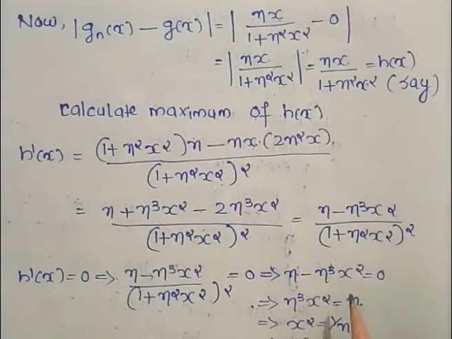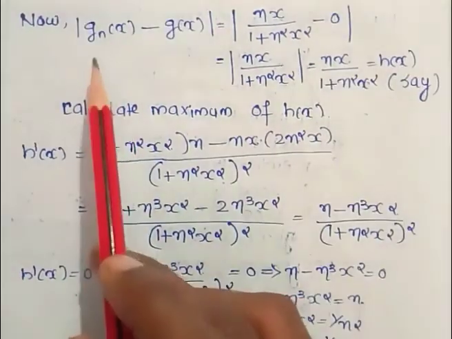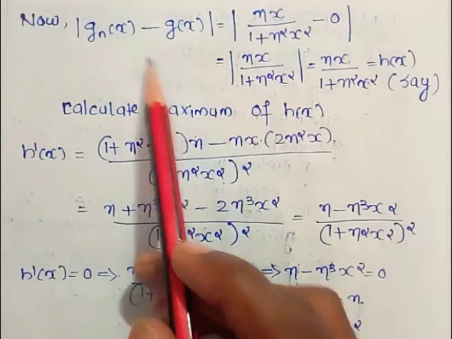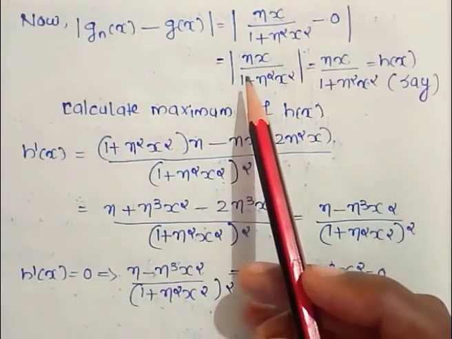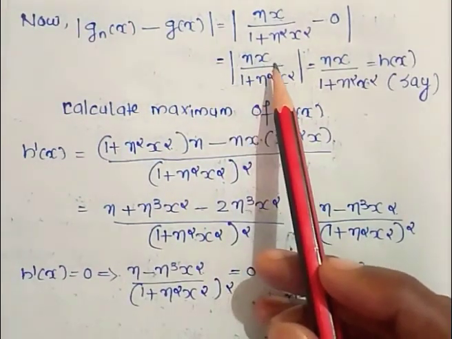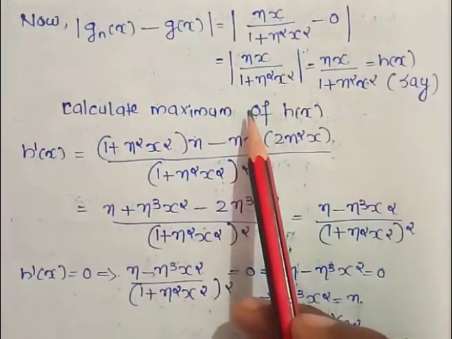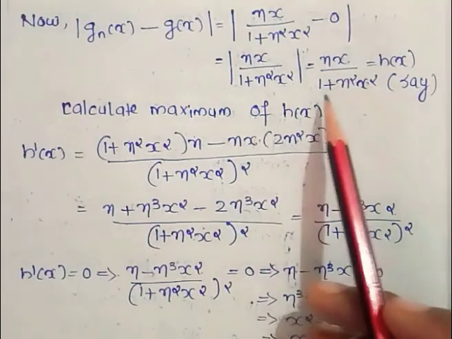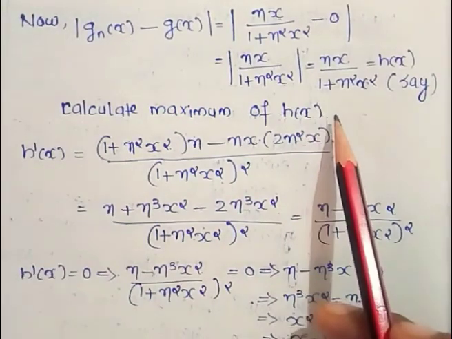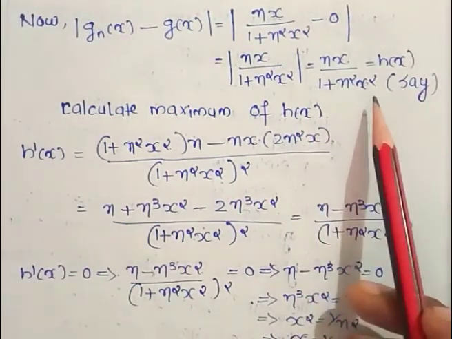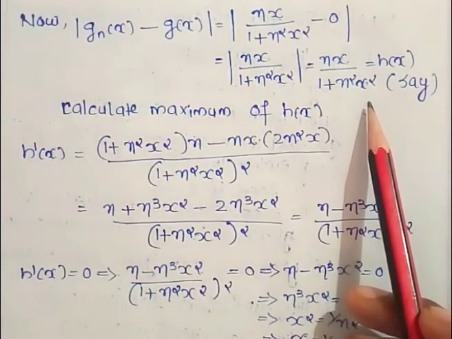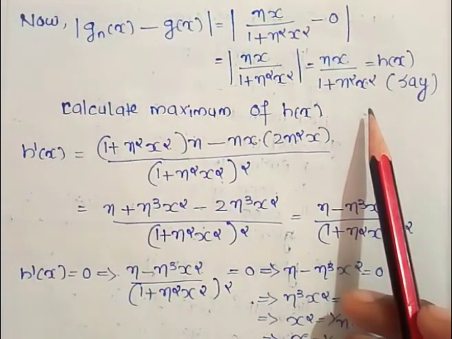Now we want to check the uniform convergence. For that, |g_n(x) - g(x)| = |nx/(1 + n²x²) - 0| = |nx/(1 + n²x²)| = nx/(1 + n²x²), which is equal to h(x), say. Next we want to find the maximum of h(x).